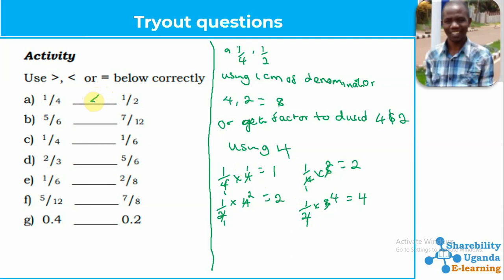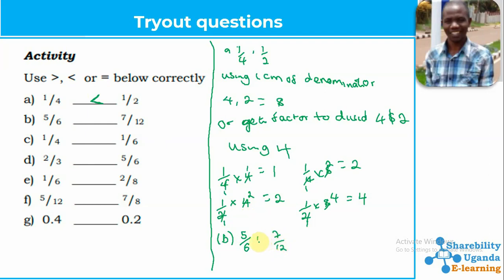Okay, 1 out of 4 is less than 1 out of 2. Okay, so we also come to another one which is our part B. Part B, we have 5 out of 6. Then we also have 7 out of 12.